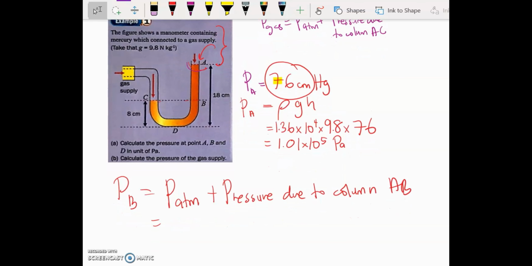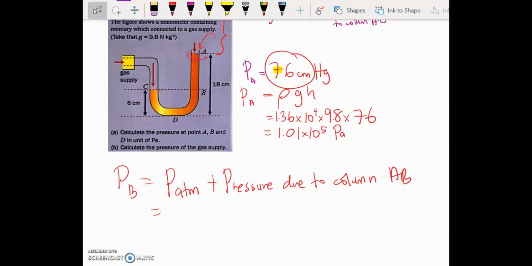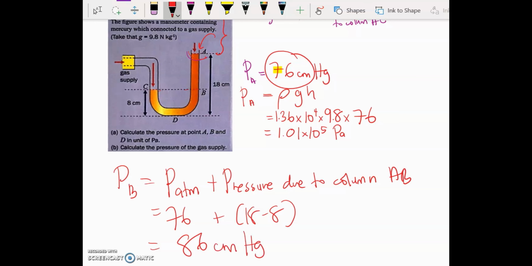Okay, so atmospheric pressure in terms of mercury is 76 centimeter mercury, plus pressure due to column AB. So find the length of column AB, which is 18 minus 8, and you will get 86. So pressure at B is 86 centimeter Hg.